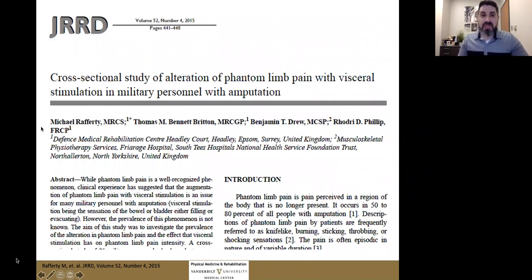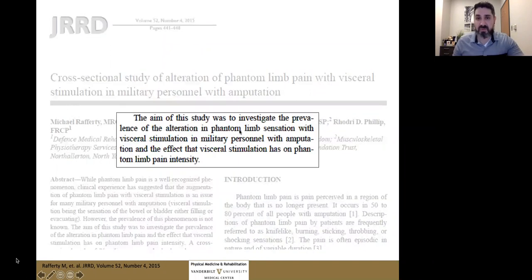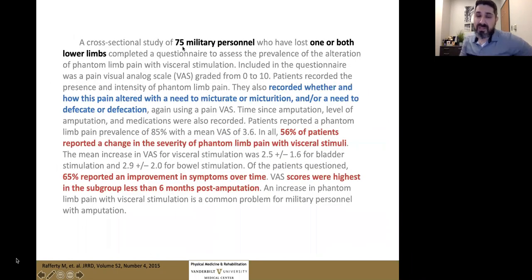rare, right? A cross-sectional study of alteration of phantom limb pain with visceral stimulation in military personnel. So the aim was to investigate exactly what effect visceral stimulation has on phantom limb pain intensity. And what they saw, looking at 75 military personnel with one or both lower limbs missing, they recorded whether they had altered pain, and with what body function.